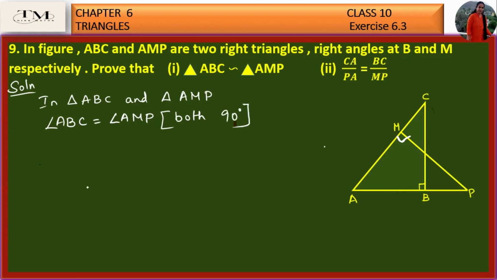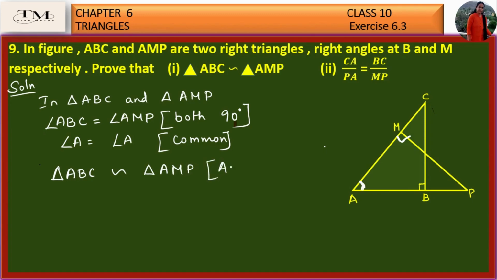Next, if you check the triangles, in triangle AMP, angle MAP, angle A is present. In triangle ABC, angle BAC is present. So this angle A is common to both the triangles. We can write angle A is equal to angle A, common. So we have two corresponding angles equal. Then we can say triangle ABC is similar to triangle AMP. The reason is angle similarity. So we have proved the first part.